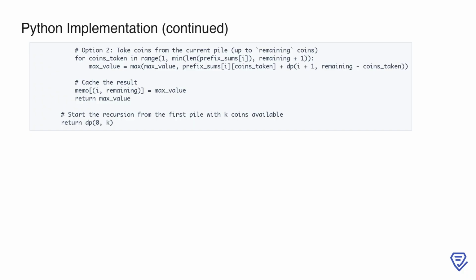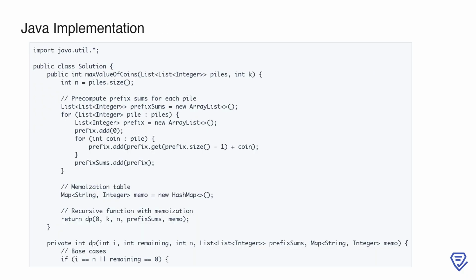leveraging memoization for efficiency. Here, we start by importing the necessary Java utilities and defining the solution class, which contains our main method maxValueOfCoins. The goal of this method is to calculate the maximum value we can collect by choosing up to k coins from a list of piles.